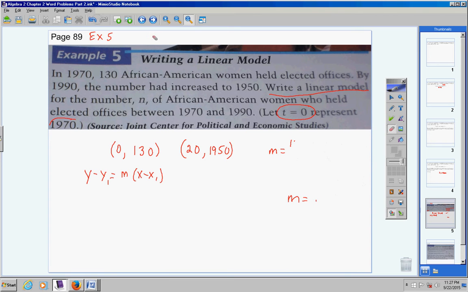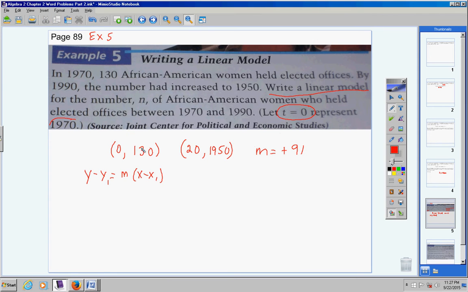So let's review for just a second. All that I had to do was find a couple ordered pairs that would help me write my linear equation. That's all I had to do. And I found that. Here's my two ordered pairs. I found the slope. And now I'm ready to write my linear equation.